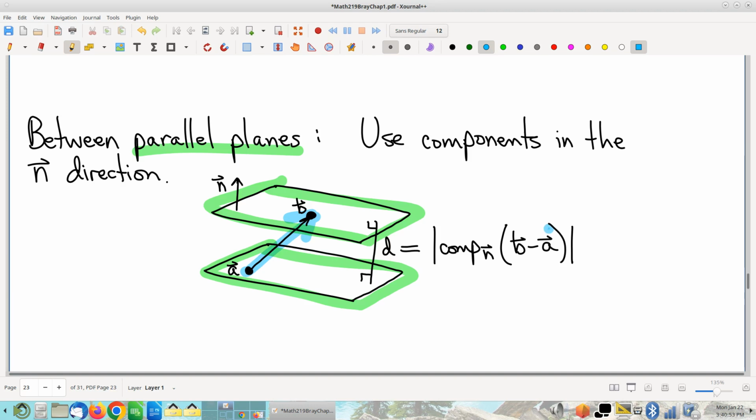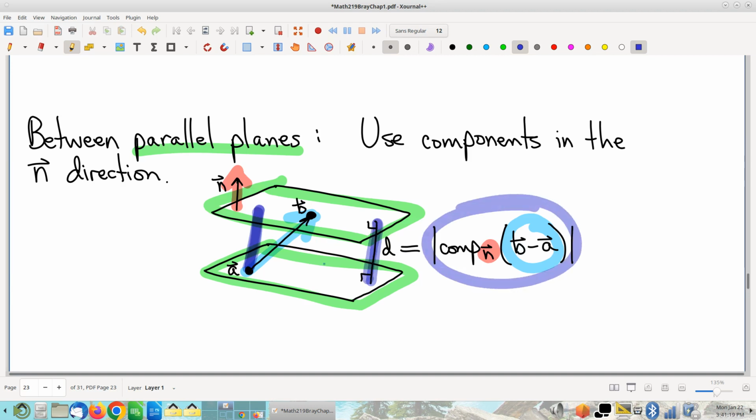So it's probably not what you want, but that vector, if you look at its component in the normal direction, you think about, reminder, what is a component? Right? A component says I want the part, forget about the part that's perpendicular to my n vector, I want just the part that's parallel to my n vector. And notice that component then is the distance that we're looking for.